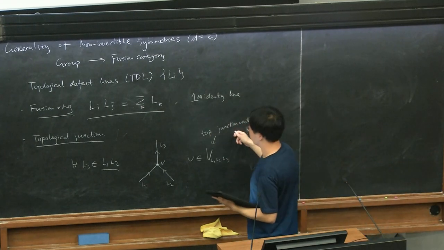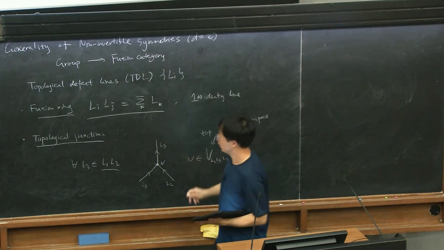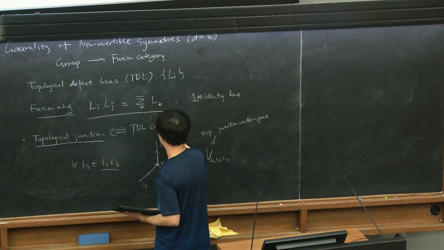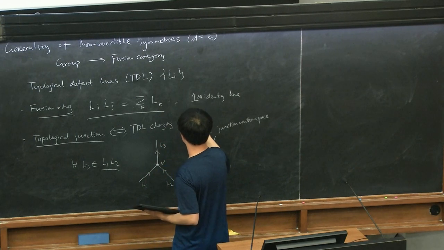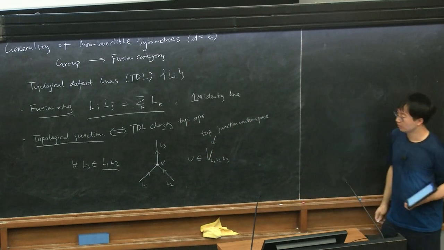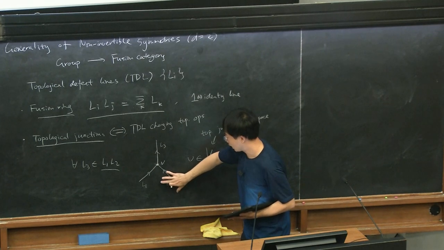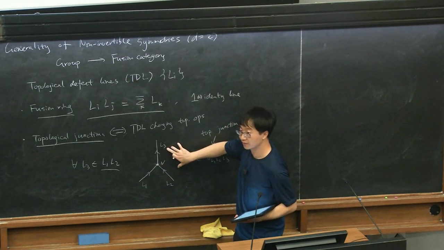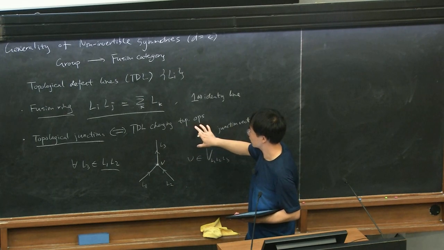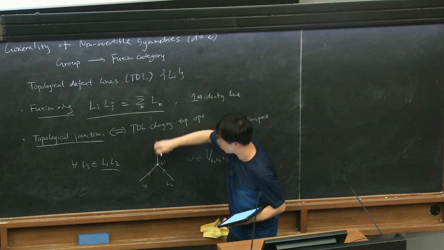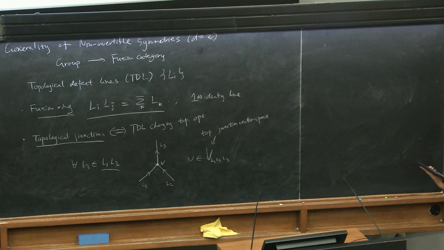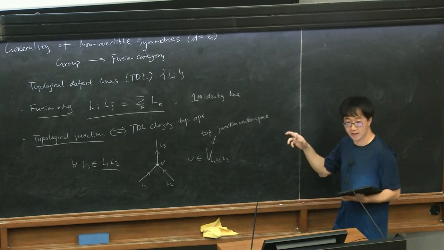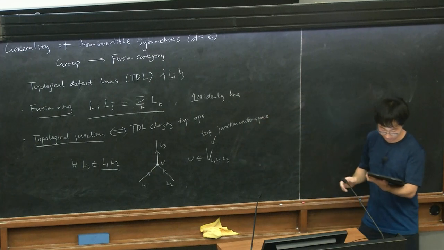Because these are point-like operators, you can equivalently think of this topological junction vector space as a space of topological defect line changing operators. In particular, in a special case when L2 is the identity, V will be the topological changing operator between the defect lines L1 and L3. And in general, V will be the topological defect changing operator between the fusion product L1 L2 and L3. And later, we'll give a more precise picture of what this topological junction vector space is when we discuss topological defect lines in two-dimensional CFT.